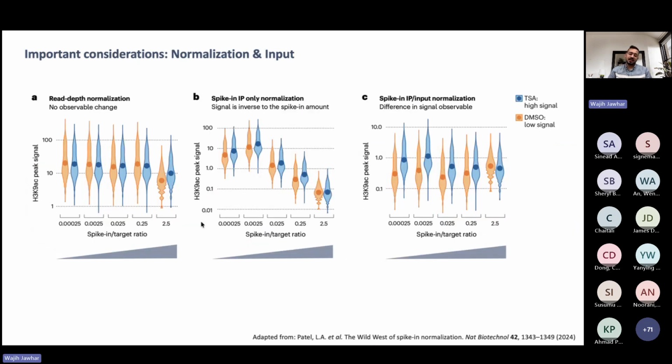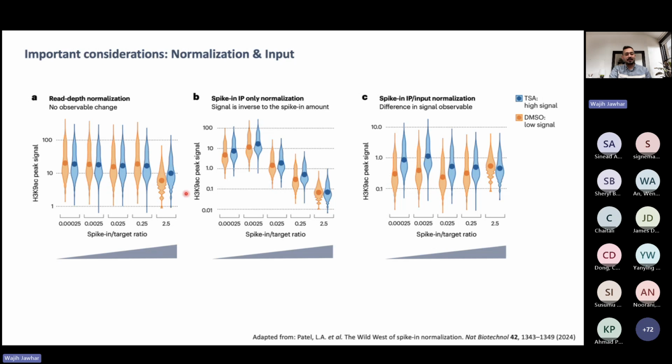So this is a very nice example from this paper, and it shows you the importance of normalization and the importance of having an input, which is your non-IP'd chromatin. And to some extent, the closest equivalent to input for immunocleavage assays like CUT&RUN and CUT&Tag is called the IgG control. Of course, it's not the absolute equivalent, but it's the closest possible for this purpose.